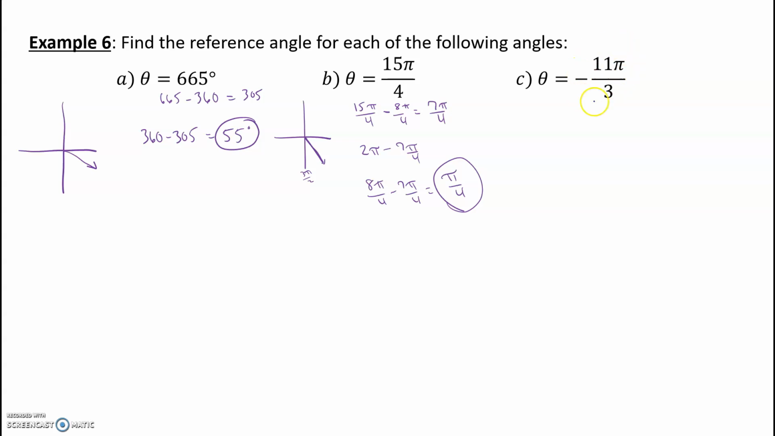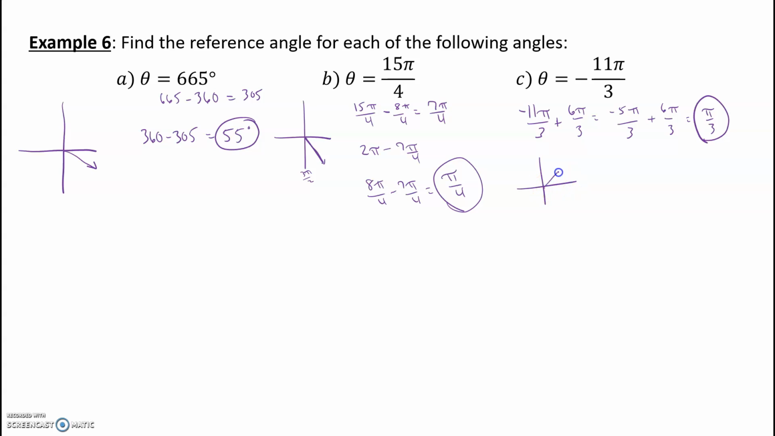On this one, it looks like I'm going to be adding some. So to find our coterminal angle, we have negative 11 pi over 3. And we're going to add 6 pi over 3. Right? Add 2 pi. And you get negative 5 pi over 3. Well, do it again. Add 6 pi over 3. And you get 1 pi over 3. And that's actually in our first quadrant.